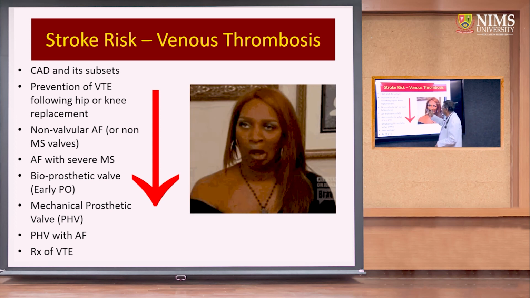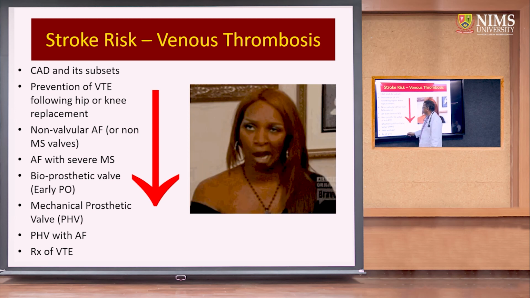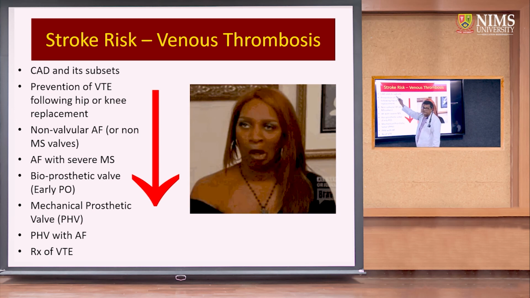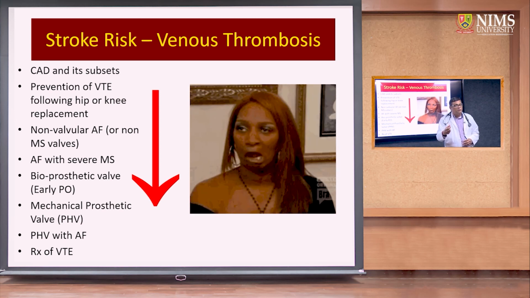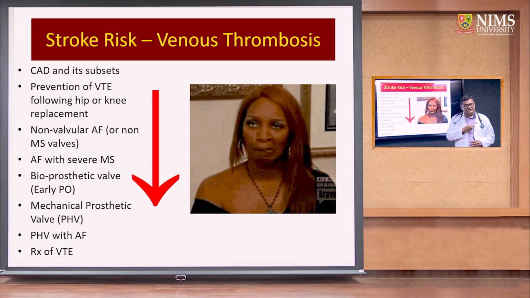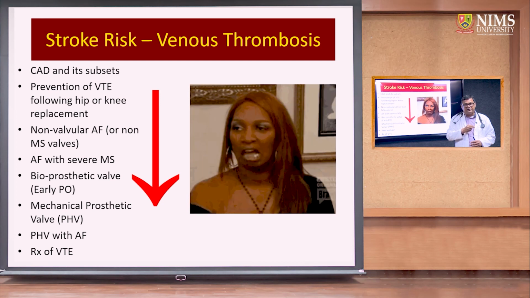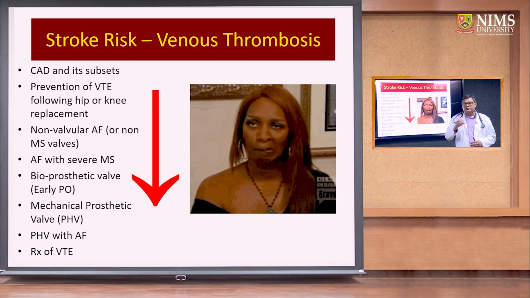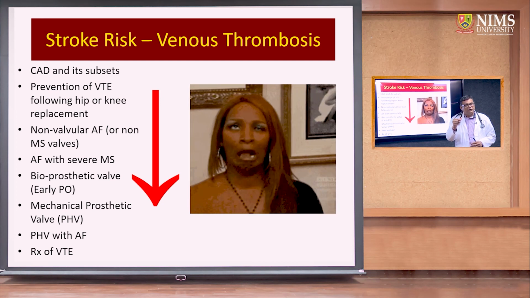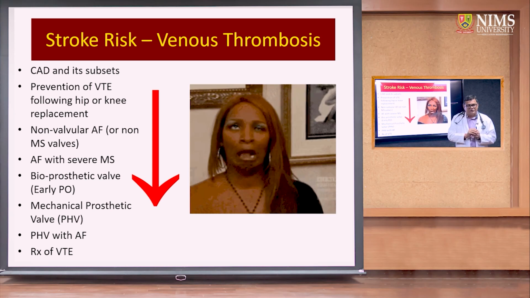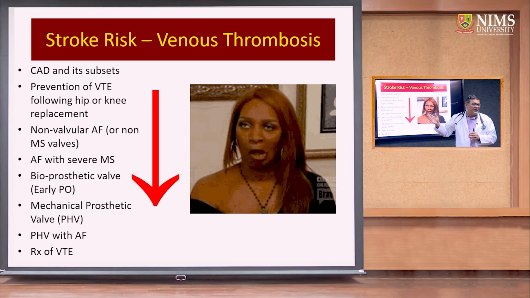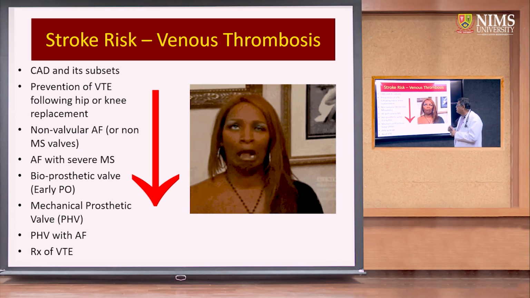But let us look at how the risk increases. Coronary artery disease has a high arterial thrombosis risk, but it also has some venous thrombosis risk. So even coronary artery disease has some venous thrombosis risk. That's why if you use aspirin, you can take care of both arterial thrombosis and a little bit of the venous thrombosis risk that CAD might have.